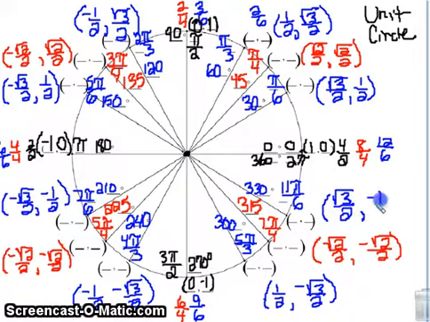So once you learn these first 3 coordinates, you really should be able to reflect them around the rest of the circle. I hope that this helps. I'm going to leave this up for you guys for a second.